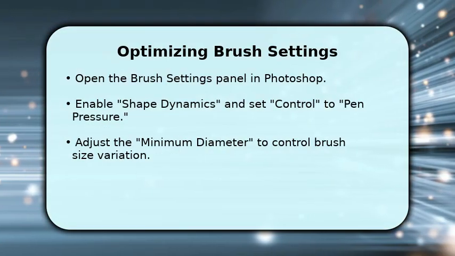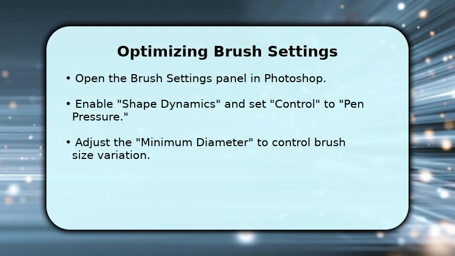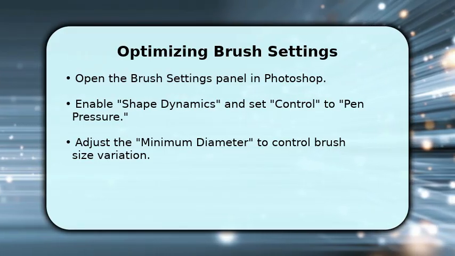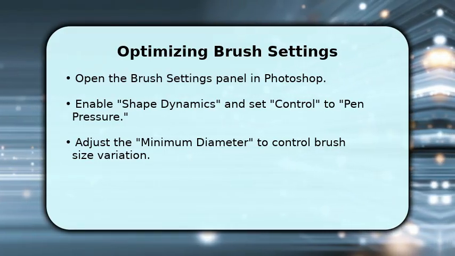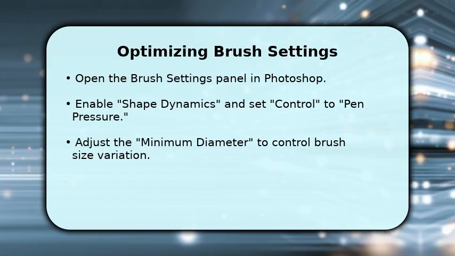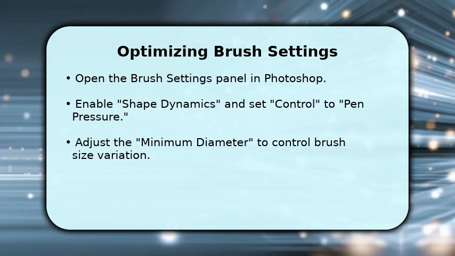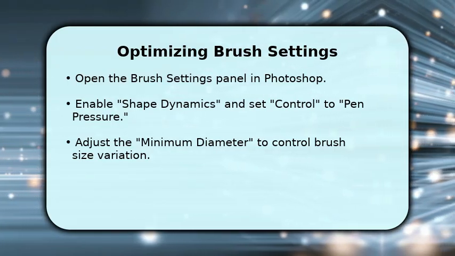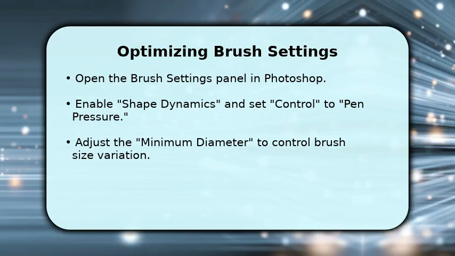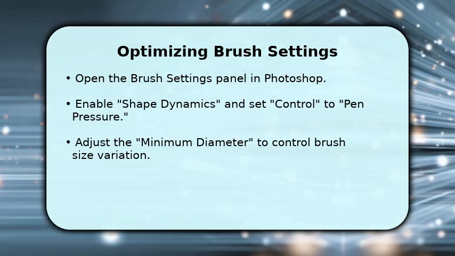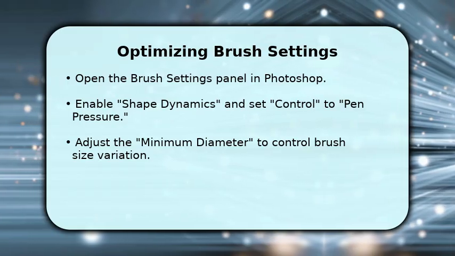Now, let's optimize your brush settings for pressure sensitivity. In Photoshop, navigate to the Brush Settings panel. Here, you'll want to enable Shape Dynamics and set its control option to pen pressure. This allows your brush size to vary with how hard you press. You can also adjust the minimum diameter to fine-tune this effect.